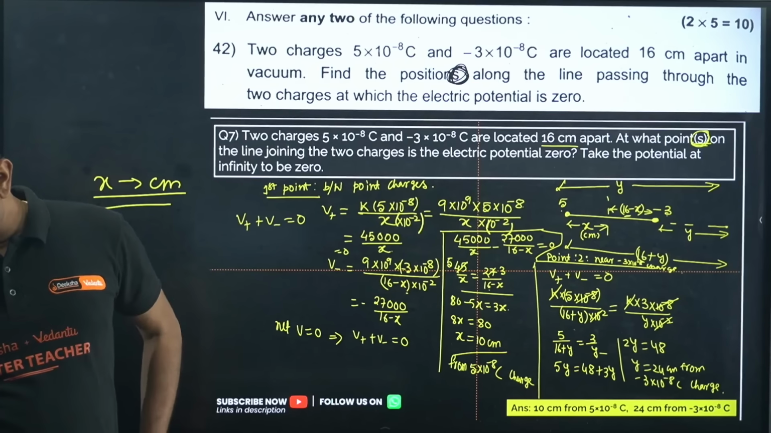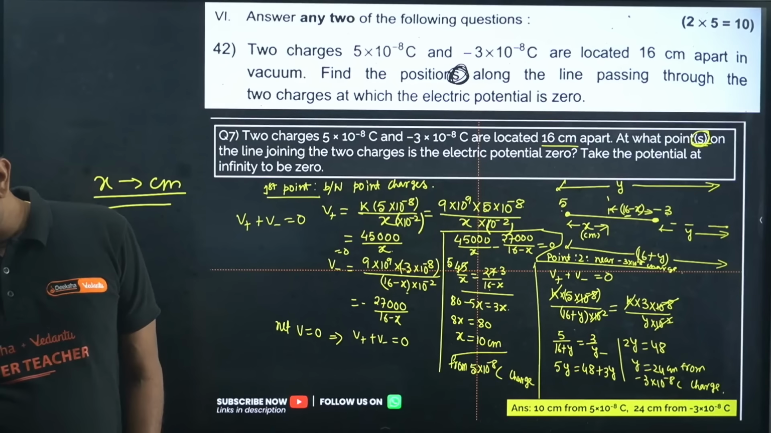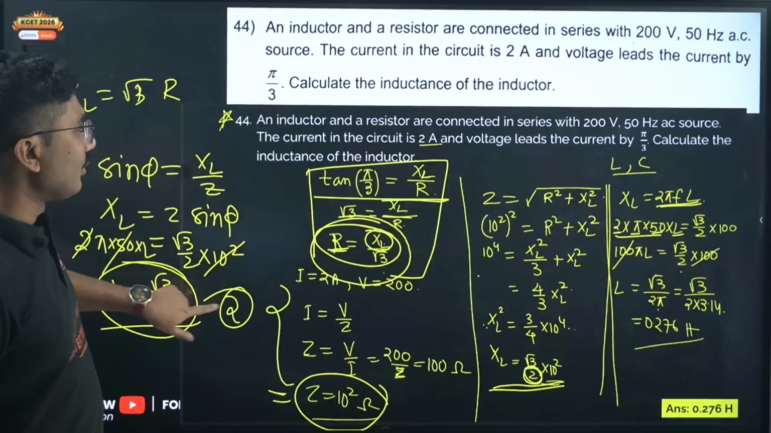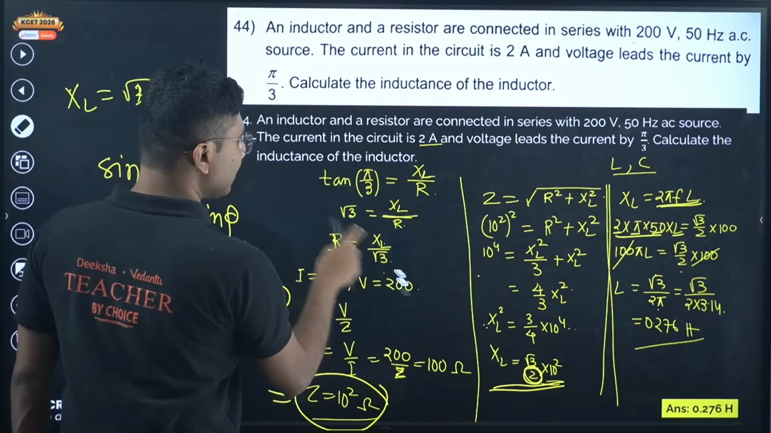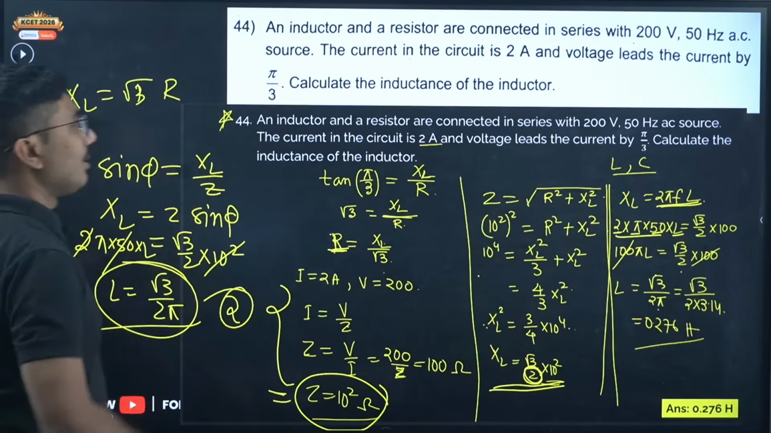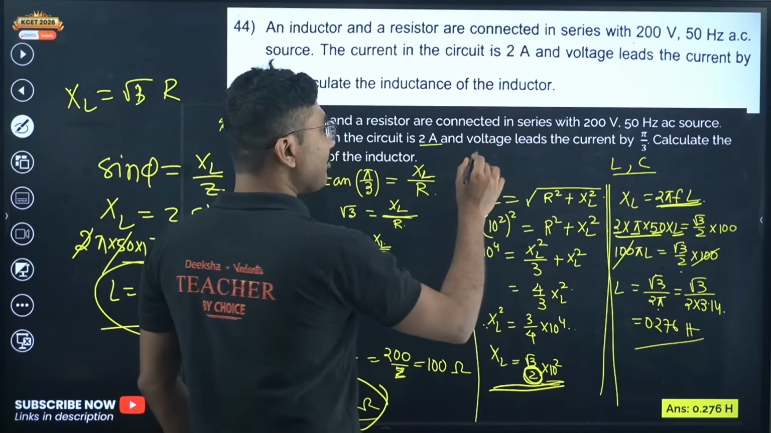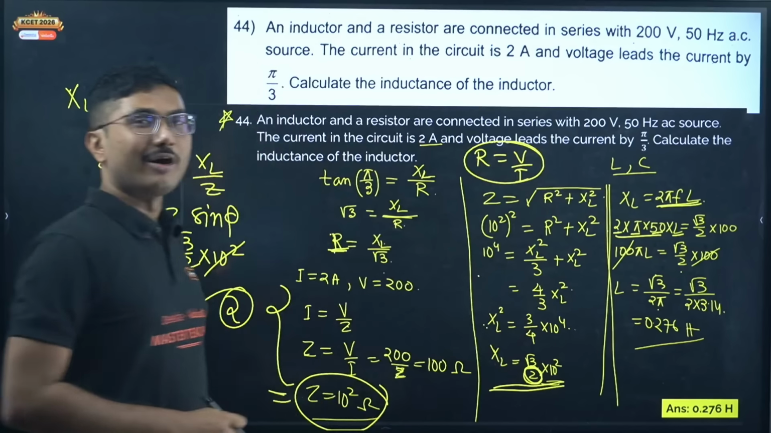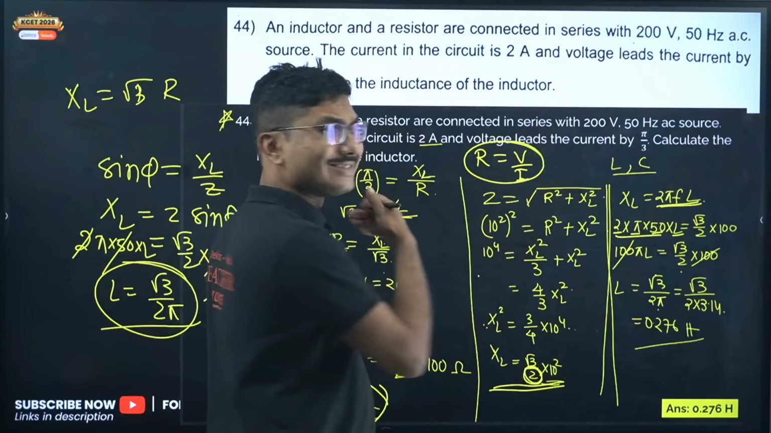In the 42 question, sir, I did V by I to find R, then put R in 10 pi and got 0.55 Henry. See this question, you cannot do that. Why you cannot do that? Because first of all, this is not about resonance. R equals V by I is only possible at resonance. The circuit is not in resonance, it is only an LR circuit.